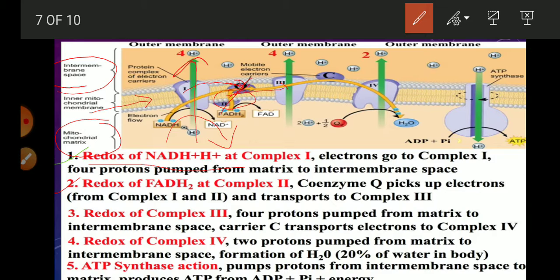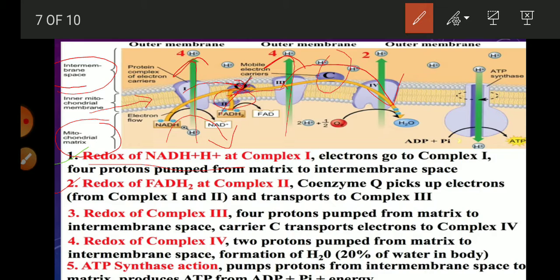Redox of complex 3: here 4 protons are pumped from the matrix to the intermembrane space, and carrier C transports electrons to complex 4. That C is cytochrome C, which transports the electrons from complex 3 to complex 4.